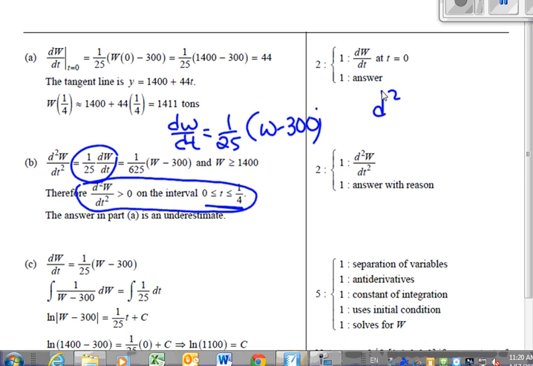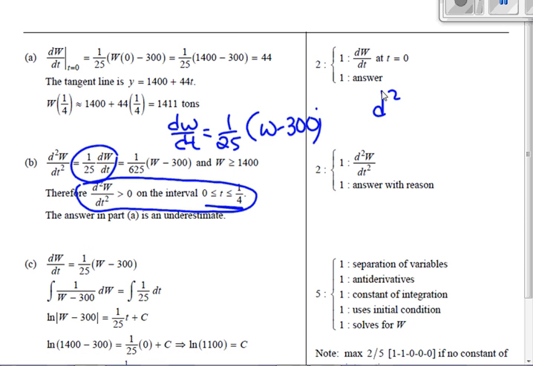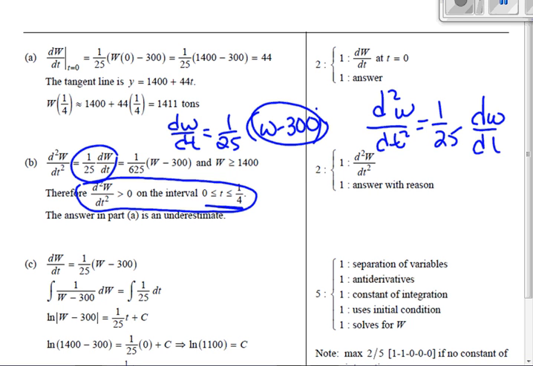The second derivative is 1/25 times the derivative of that, which is dw dt. Well, what's dw dt? 1/25 w minus 300. And they asked the same question in 2012 with the bird problem, and students still got it wrong. This is the waste problem.